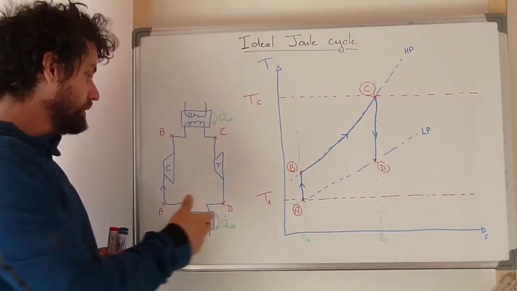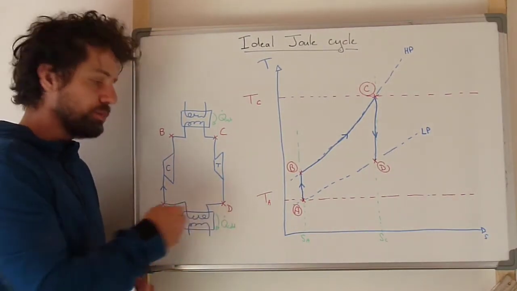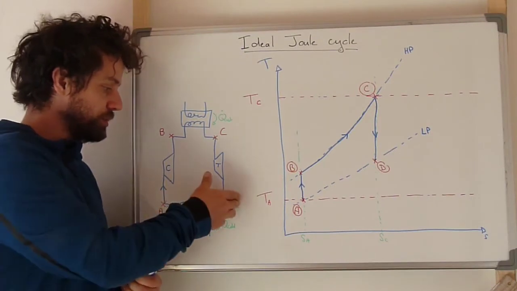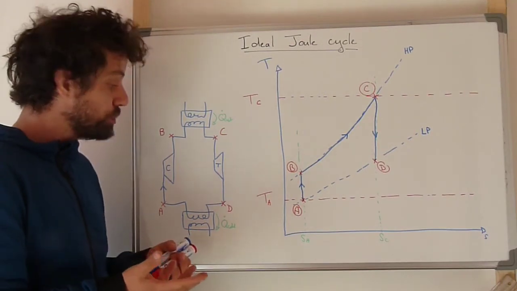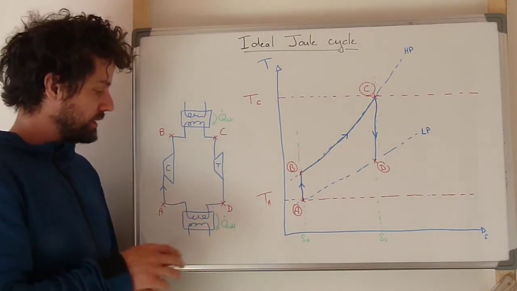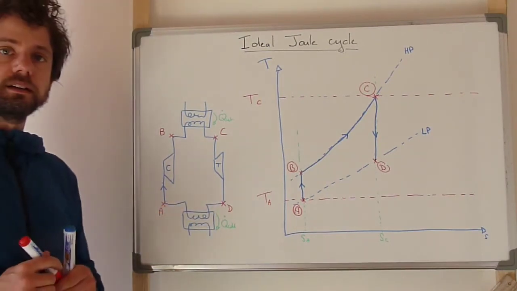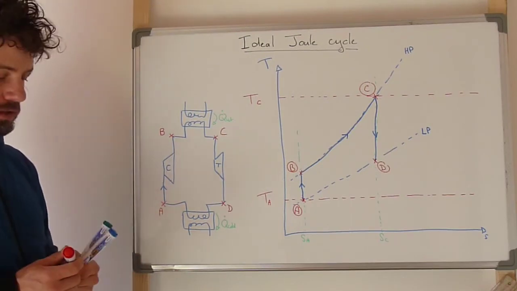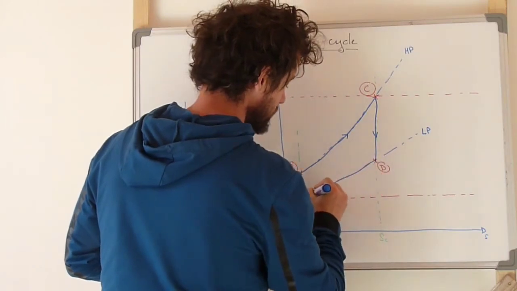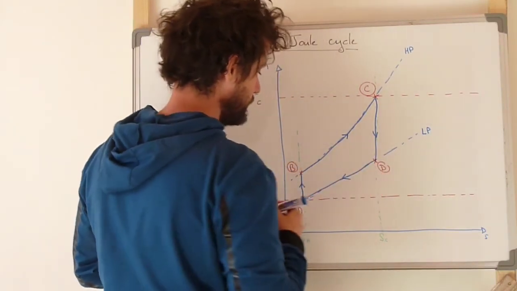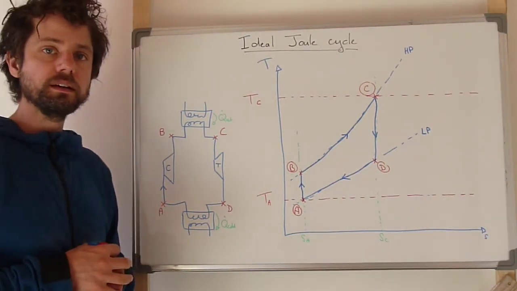And finally, from point D at low pressure and considering constant pressure, the working fluid will give heat to the cold source, and so it will give entropy to the cold source too, and the temperature of the fluid will decrease until being again at the state we had at the inlet of the compressor in A. So we can just follow here the low pressure isobaric curve until point A, and that's how we can plot this ideal Joule cycle in a TS diagram.